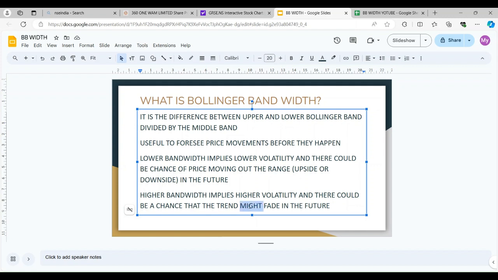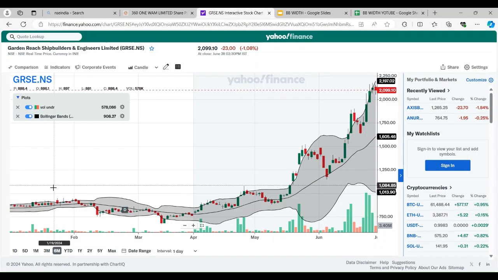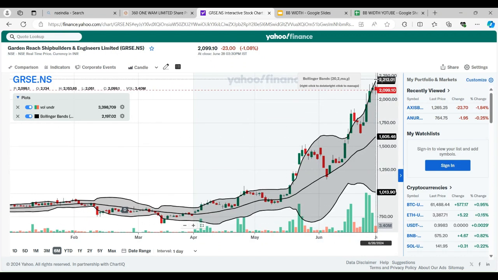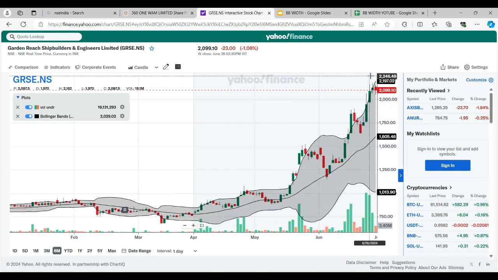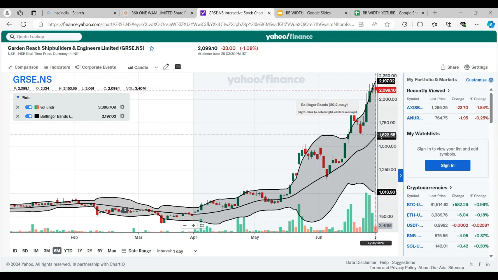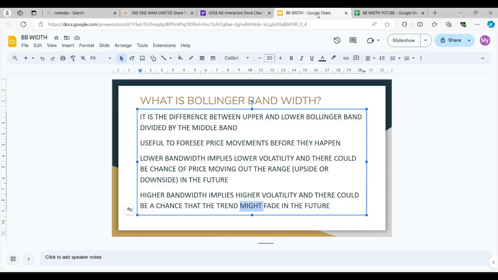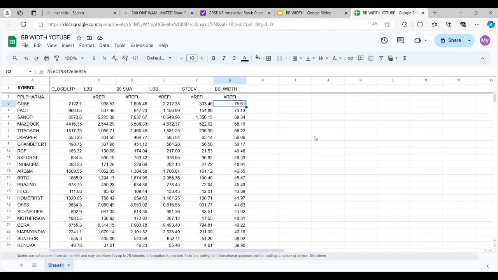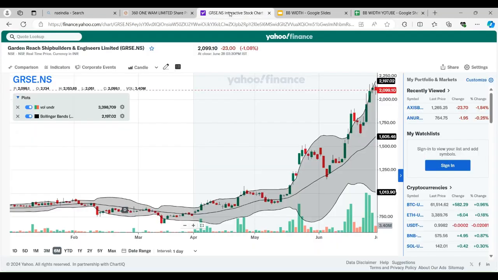It might fade. I am not saying it will fade, because from lower bandwidth it has gone up to higher bandwidth. So maybe it can go further, or it can fall a little bit down. Anything might happen. So I'm not going to provide any advisory services. This is only a screener which I'm trying to explain. And I'll take one more stock, Mazagon Dock, higher bandwidth.